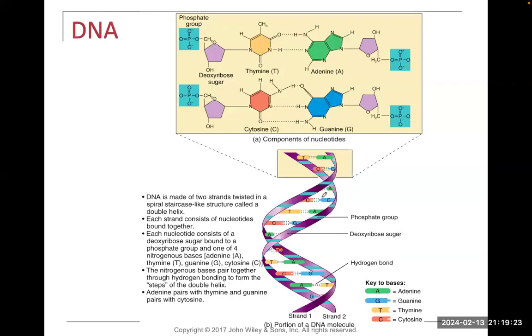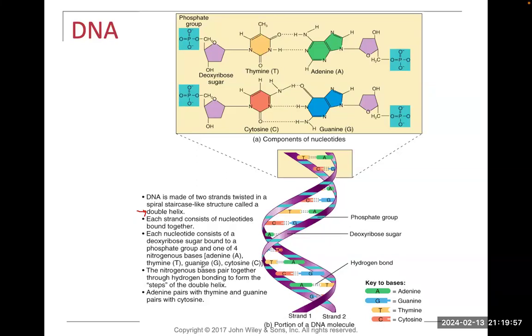So here it is again. You can see the double helix. The DNA is made of two strands twisted in a spiral staircase. We call that the double helix. And each strand consists of nucleotides that are bound together, right? The hydrogen bond binds them together. And each nucleotide consists of deoxyribose sugar bound to a phosphate group and one of the nitrogenous bases: adenine and thymine, that's the A and the T, guanine and cytosine, that's the C and the G.